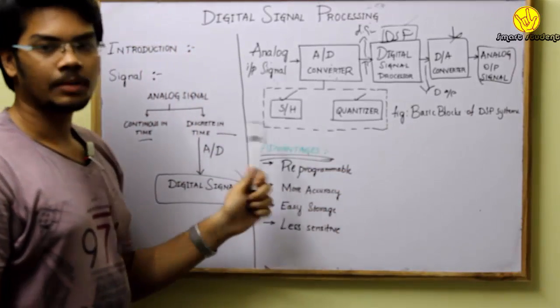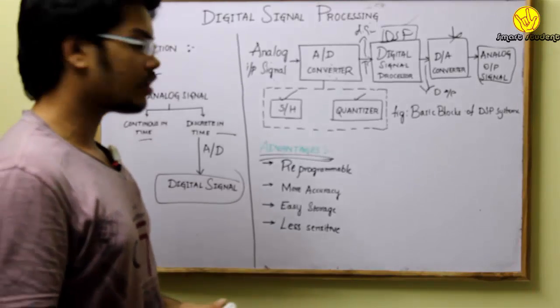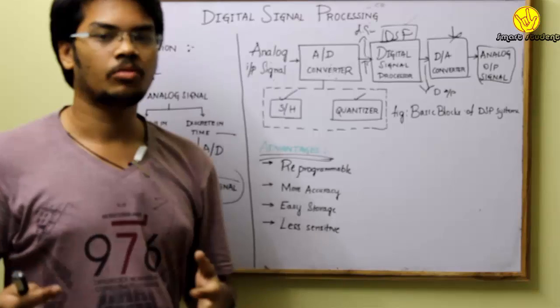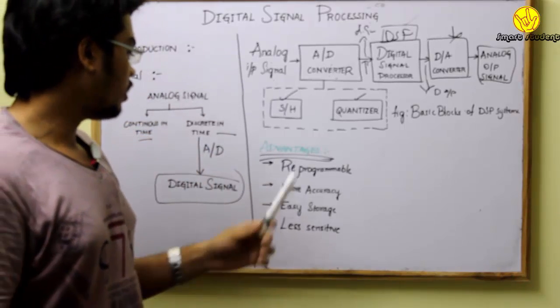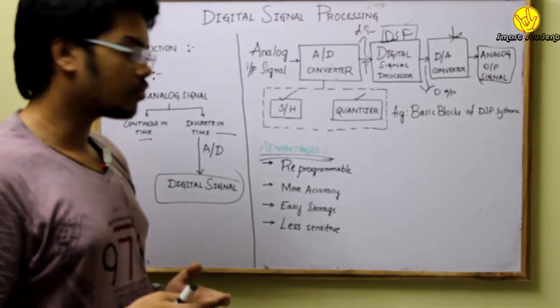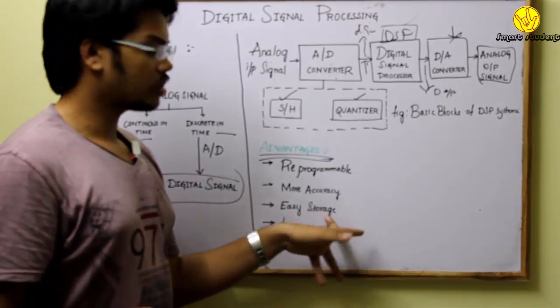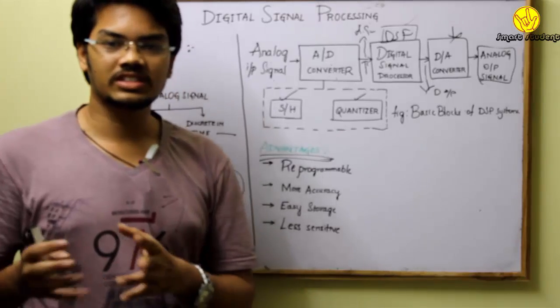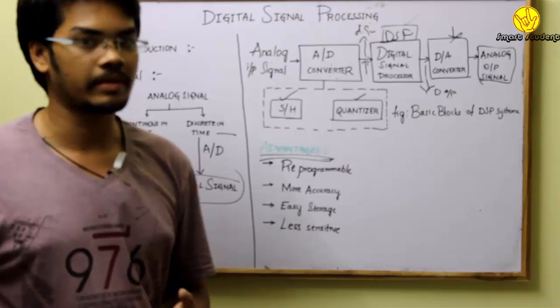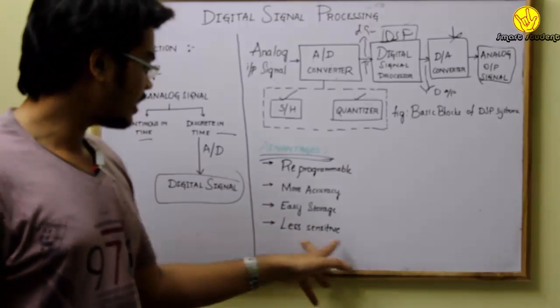Next, advantages. Coming to the advantages of DSP over analog, it is reprogrammable. That is, the program can be modified n number of times, and more accuracy. When we compare with analog signals, the digital signals are more accurate. Easy storage. The storing of these digital programs is very easy, such that this can be stored in magnetic disk storages, etc. Then less sensitive.